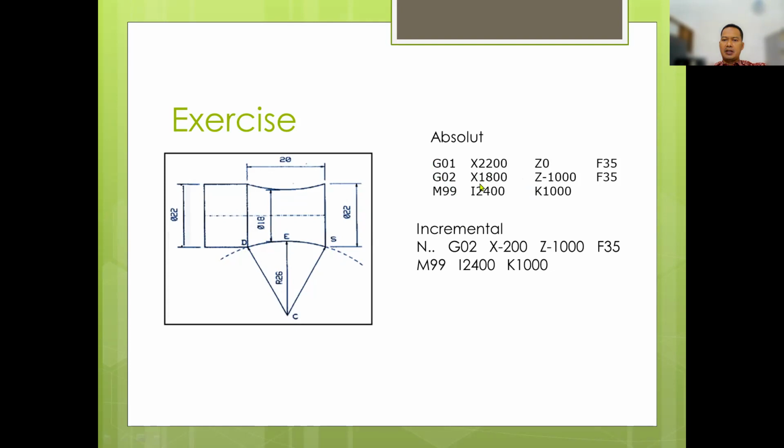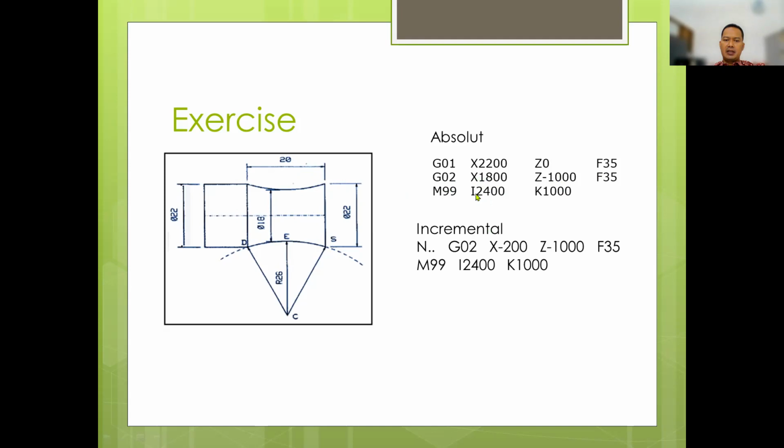You see here we can use G02 with the X is 18. You see the diameter here is 18. This is the movement from S to E with the Z is minus 10 here. This is the half of 20. So this is the minus 10. And then M99.